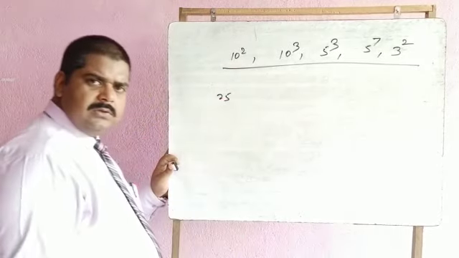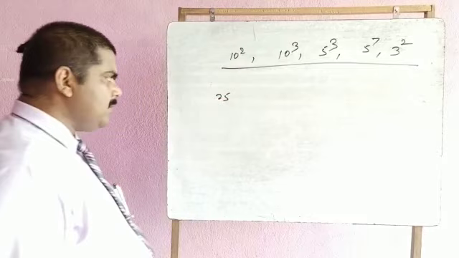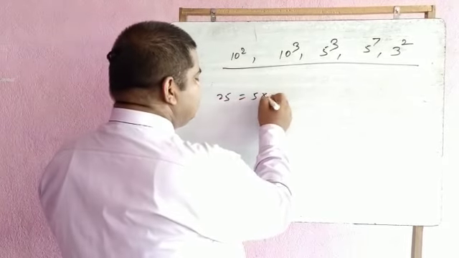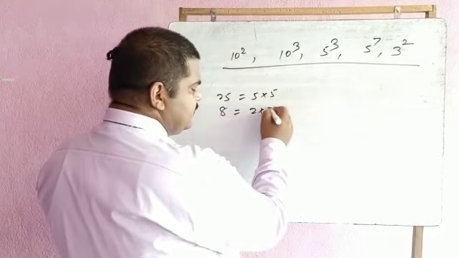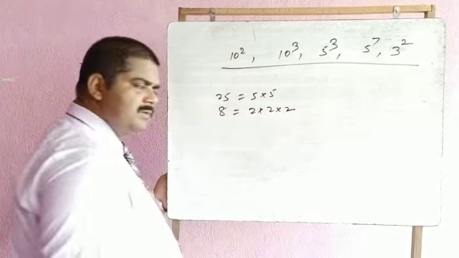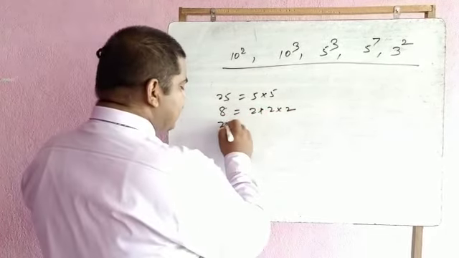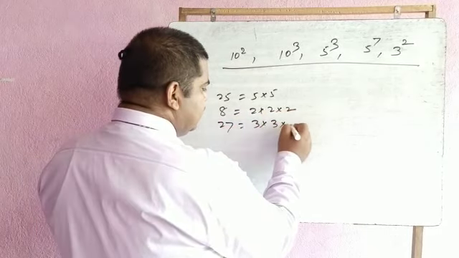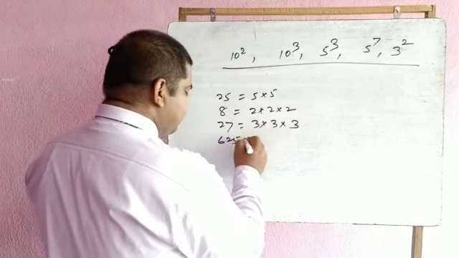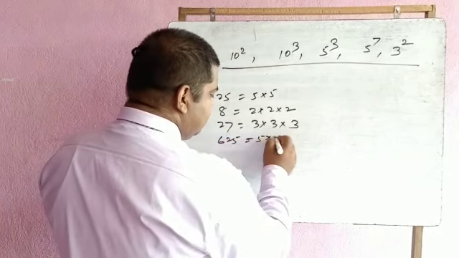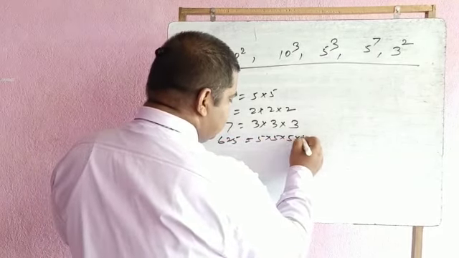25. You know that 25 can be written as 5 into 5. 8 can be written as 2 into 2 into 2. 27 can be written as 3 into 3 into 3. 625 can be written as 5 into 5 into 5 into 5.